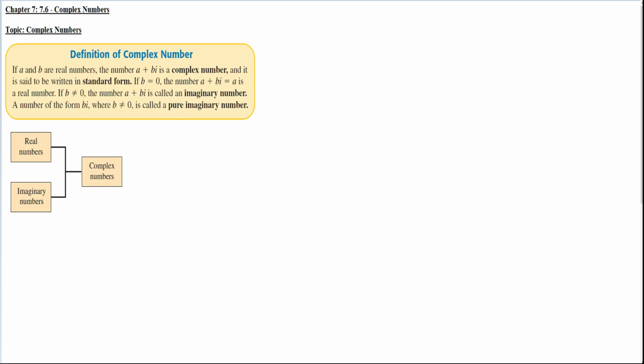Okay, so what this definition is telling us is that a number cannot be both real and imaginary. For instance, numbers like 0, 1, 1.5, pi, square root of 2. These are all real, okay?